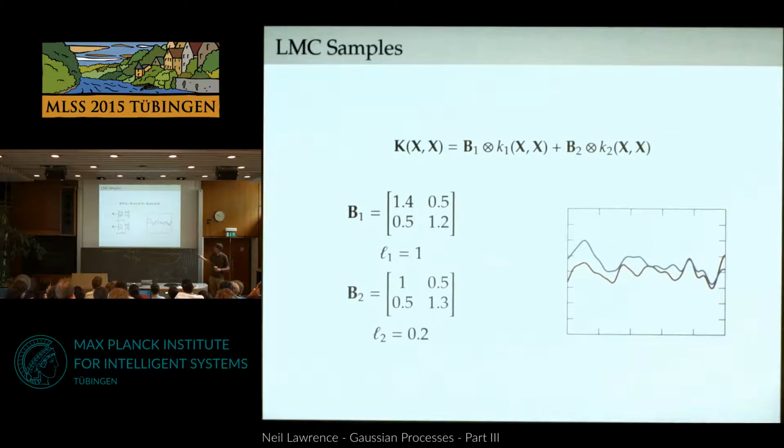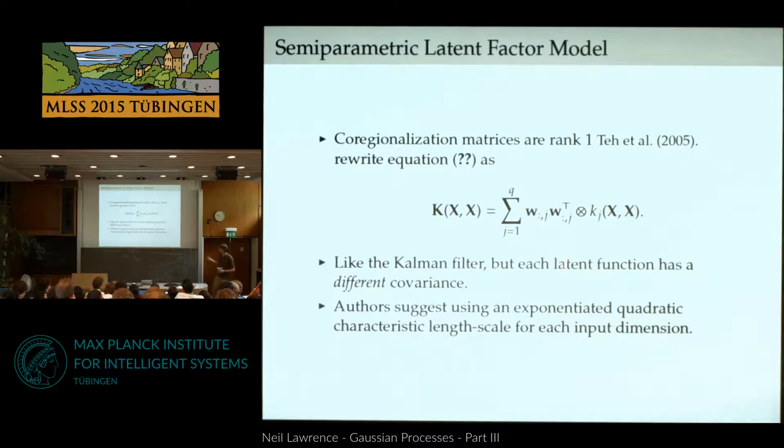It's like, take this one, have many, many co-regionalization matrices, but each of them is rank 1. I think at the time they weren't aware of the co-regionalization matrices. So this is like a Kalman filter. This is almost exactly like a Kalman filter, but now each of those independent processes has a different covariance function.